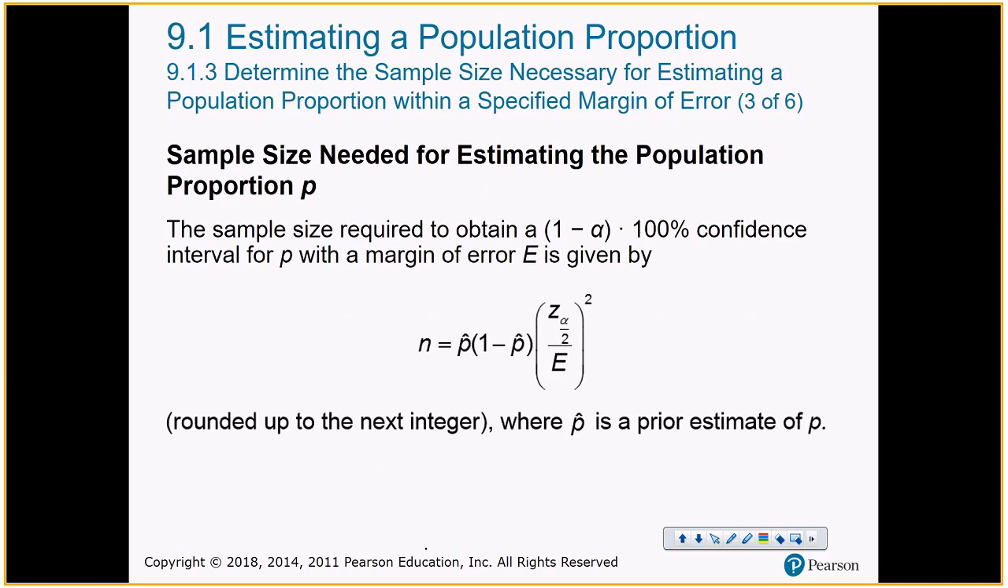Okay, always round up to the next integer. I don't care what you get, because there's no such thing as 0.2 people. How many people do we need to survey? How many people do we need to ask? People do not come in decimals. So if I get 12.5 people, that's automatically 13. If I get 132.2, that's automatically 133. You always round up.